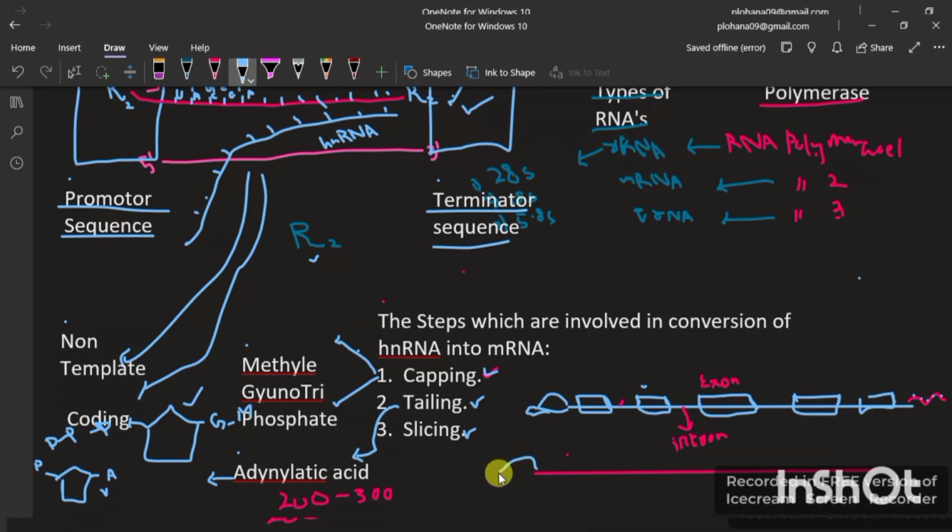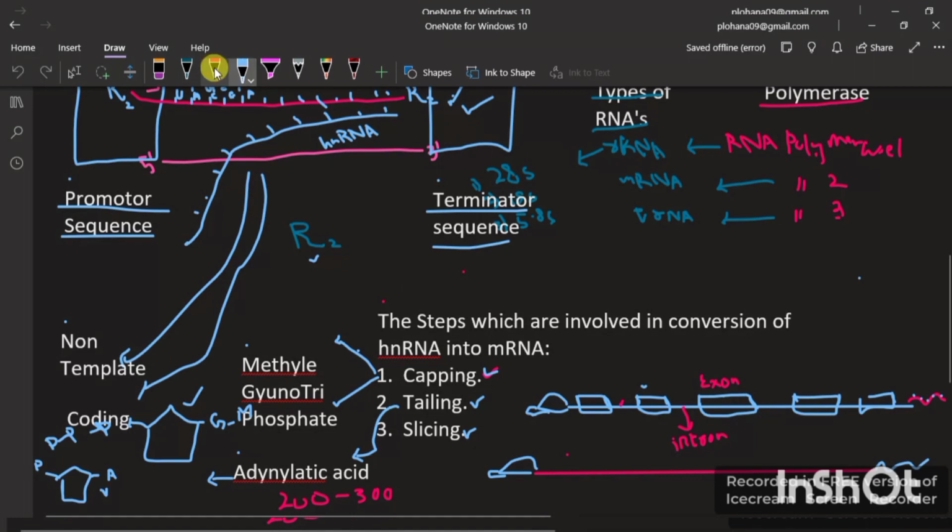This we did with what? We did with the methyl guanosine triphosphate. Alright. Then we did tailing. Tailing we did with what? Adenylatic acid, of which 200 to 300 are required to make the tail for the mRNA. Alright, so now we have to combine all these exons together because we have now cut these introns. Alright, snRNA was there which cut all the introns. So introns were the part of RNA which were not forming protein. Alright, now we have to combine all these exons.